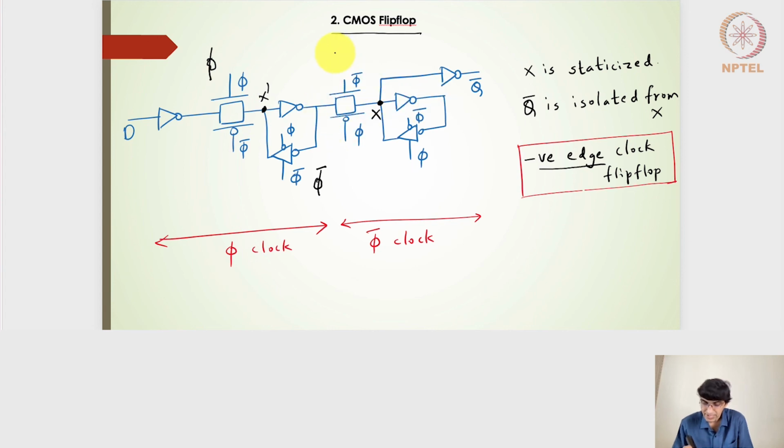Whereas for this particular latch, it is working in the phi bar mode, so the tri-state inverter here should work in the phi clock, the positive level of the clock, because this particular latch is transparent during the low level of the clock, and thereby the feedback path should work in the positive level of the clock, right? So those are the additions which we have done in this particular CMOS flip-flop design.